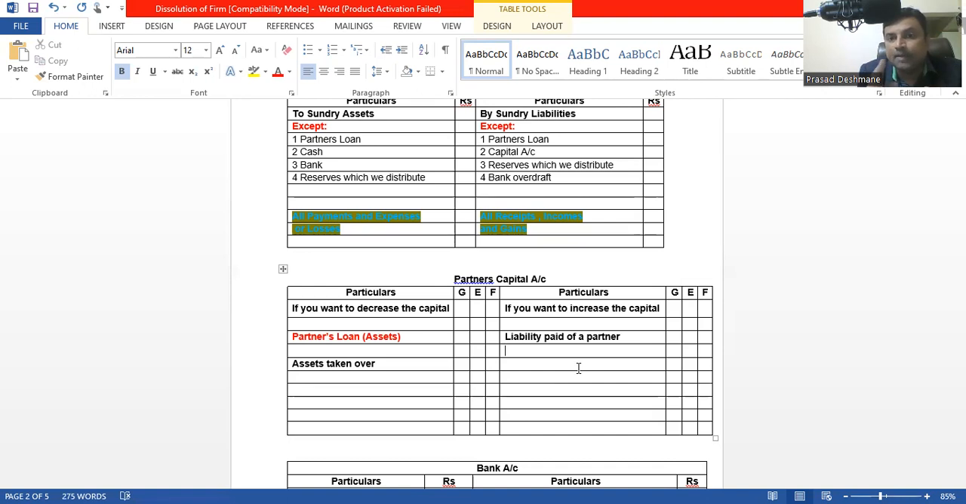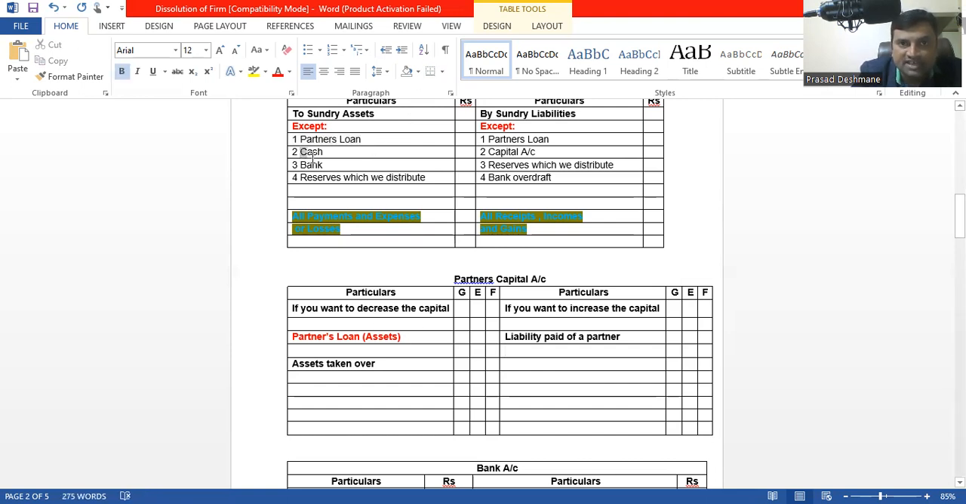Credit side, what I said, liability paid off by partner. So one of the liabilities of the business is paid by the partner, but he'll ask for that money back. It's your liability. It's the firm's liability. I paid it from my own pocket. Give my money back. So in that case, it will increase his capital. That's why it comes on the credit side. Okay. So partner's loan excluded from here, and I recorded over here.